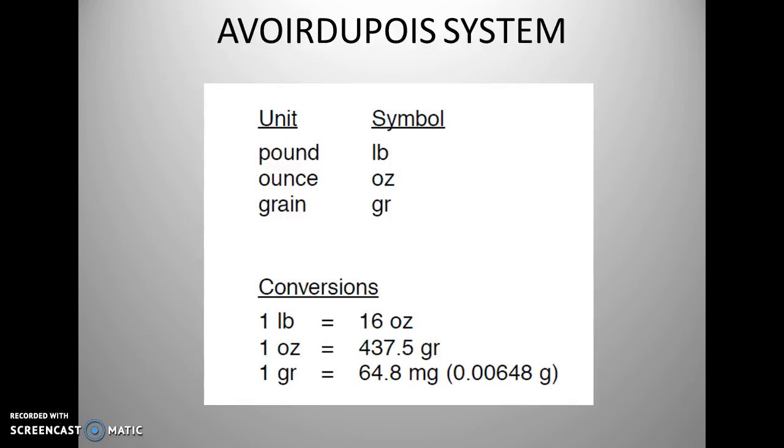Conversions: 1 pound is 16 ounces. 1 ounce is 437.5 grains. 1 grain is equal to 64.84 milligrams, or 0.00648 grams. And as you go and listen to this particular lecture, we cannot put all the calculations here. I want you to now go to your textbook and do all the problems within the textbook. It will be a very good reinforcement of what we're talking about in relationship to this particular chapter.